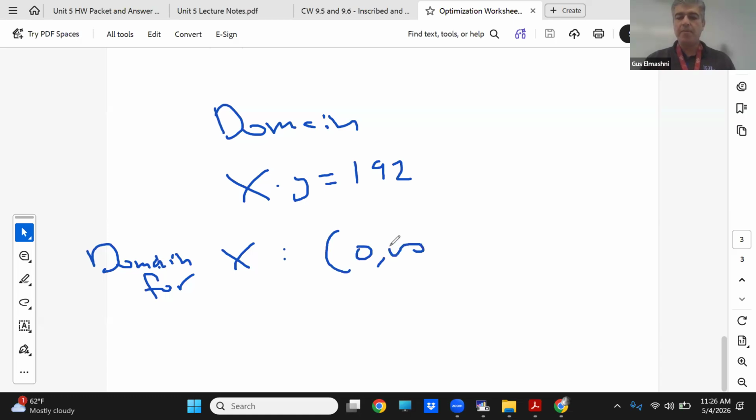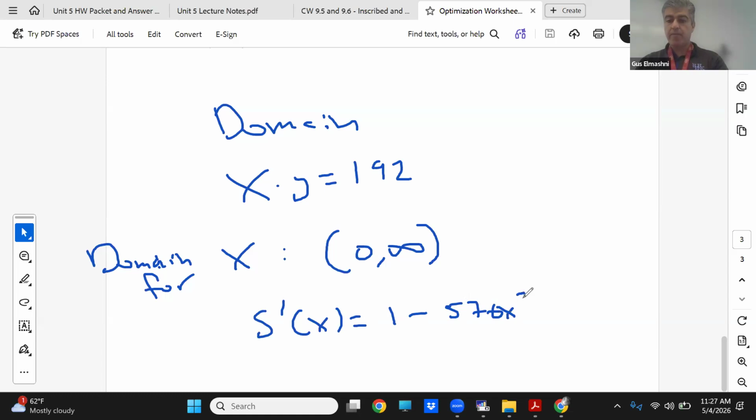It's an open interval, not a closed interval. Because with a closed interval, you're contained, and you can make sure the endpoints are not going to cause a min or max. When that happens, usually what you like to do is take the second derivative and look at the concavity. So what was s prime of x again in this problem? What do we get? 1 minus 576 x to the -2 power. Yes. Okay. I'm sorry. Was it plus? It was minus, yeah.